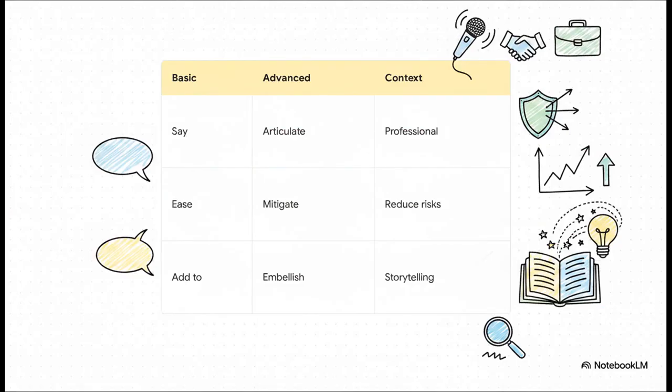Let's start with step 1, upgrading your vocabulary. We really have to stop relying on generic verbs that limit clarity. In a professional setting, don't just say or explain a problem, articulate it. Don't just reduce a risk, mitigate it. Instead of adding to a story, embellish it. And if you're in an academic context, don't just look at data, scrutinize it. Swapping in these precise choices is a massive green flag that you know exactly what you're doing.